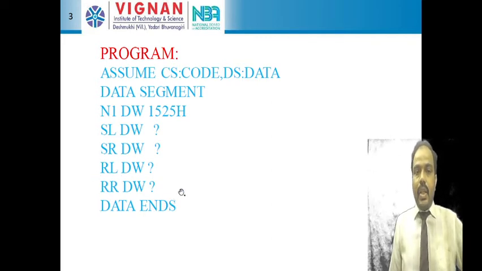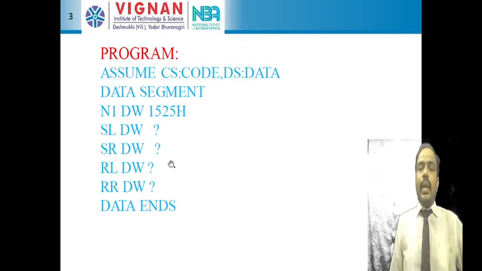So this is the initialization of the data segment, or allocation of the memory locations for the given data as well as for the future results, for the four different operations we are going to perform here. So this is the allocation of memory in the data segment.